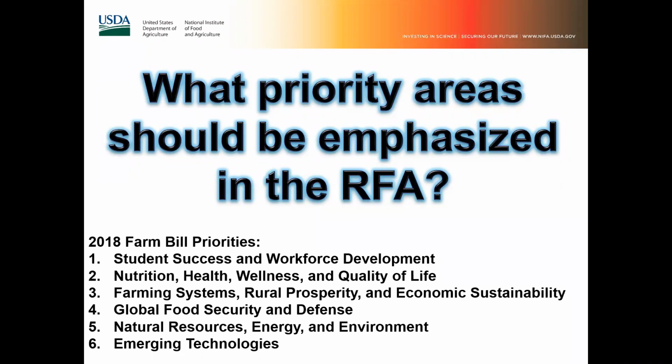Okay, North Carolina A&T. For North Carolina A&T, our preference would be to continue with the three initial ones: student success and workforce development, farming systems, rural prosperity and economic sustainability, and global food security and defense. And we would like to add nutrition, health, wellness, and quality of life.